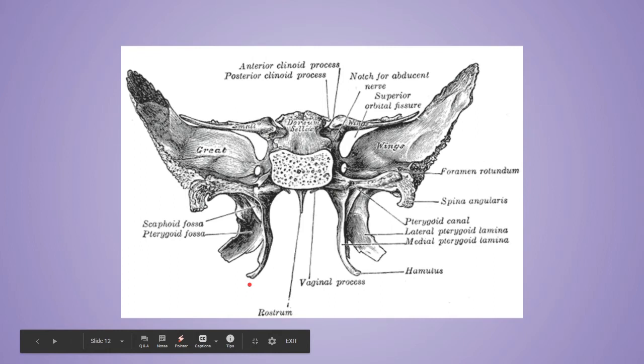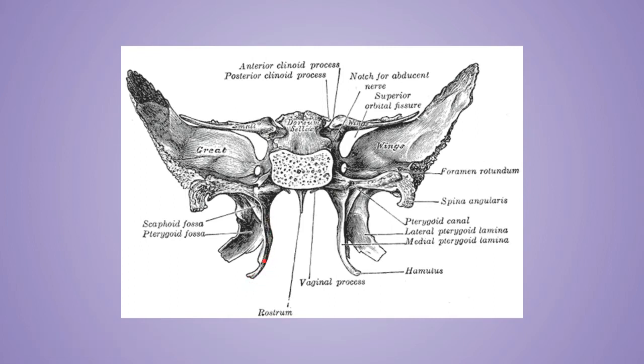Now the upper end of the posterior border of this medial pterygoid plate encloses a triangular depression known as the scaphoid fossa. And what is the pterygoid fossa? It divides these two plates, while the medial pterygoid plate in its upper part encloses one fossa known as the scaphoid fossa.